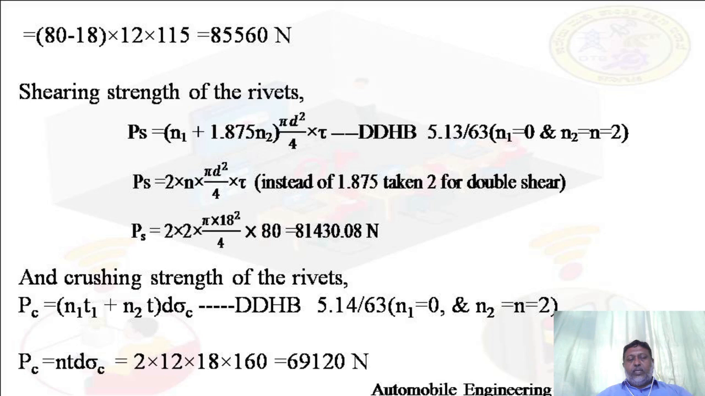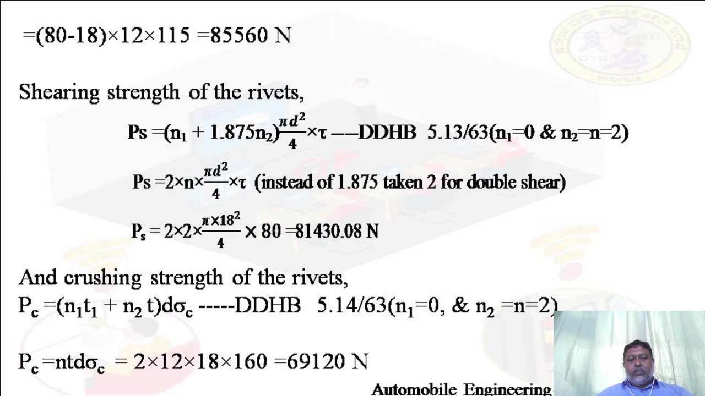2 into n into pi d square by 4 into tau, where n is nothing but 2 here, the number of rivets per row. Therefore PS is equal to 2 into 2 into pi into 18 square by 4 into 80. The value will be 81,430.08 newtons.